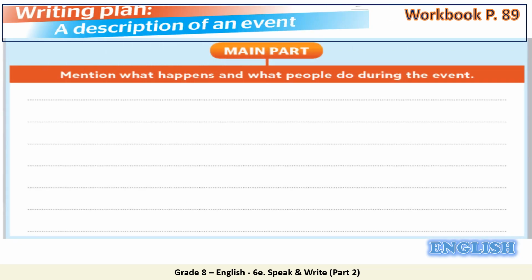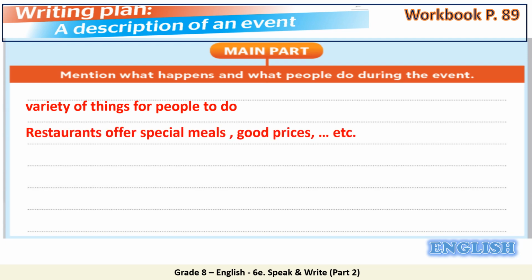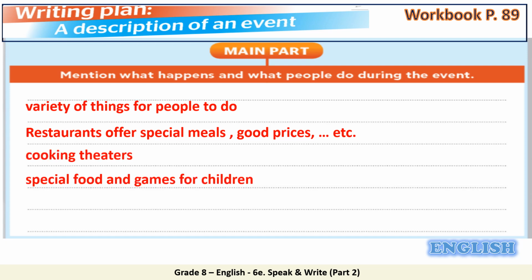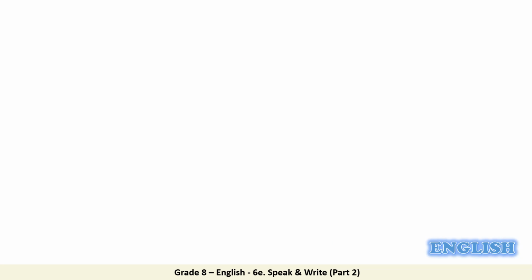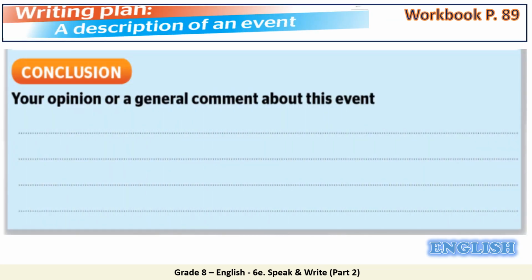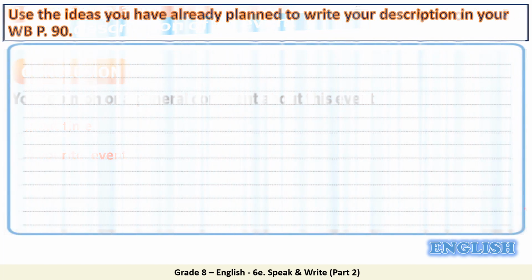As for the main part, you should mention some details related to what happens and what people do during the event, such as a variety of things for people to do: restaurants offer special meals, good prices, etc., cooking theaters, special food and games for children. Finally, in the conclusion, you should state your opinion or give a general comment about this event. For example, you can say, great time, or favorite event. Now, it's time to use the ideas you have already planned to write your description in your workbook page 90.